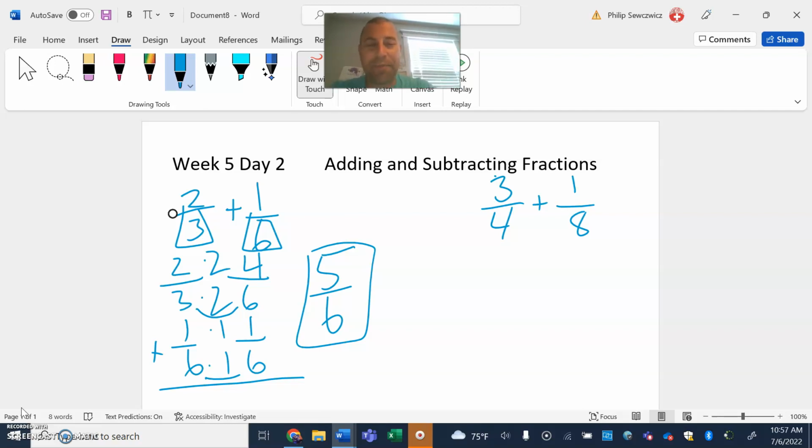Let's try the next one here. 3/4 plus 1/8. Again, same technique we're watching for is, can that smaller denominator fit into the larger one? And it does. So hit the pause button here. See if you can get there all the way, and then play as you get stuck.